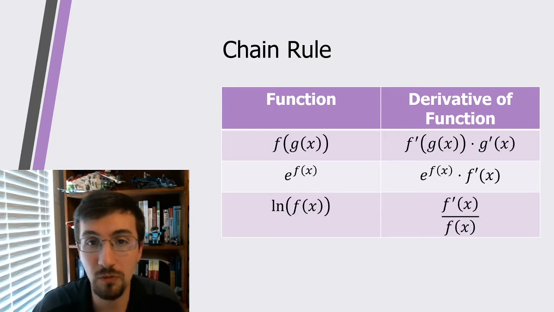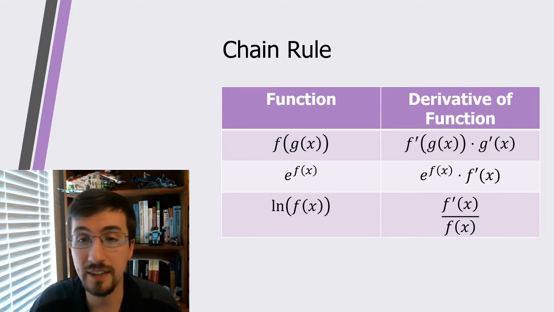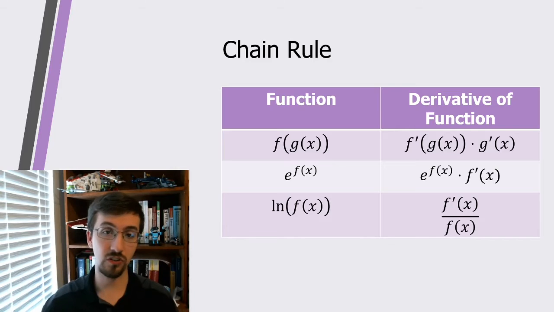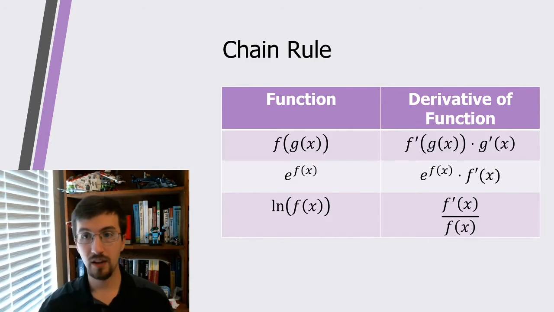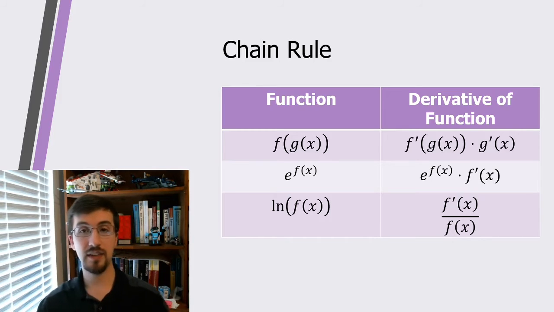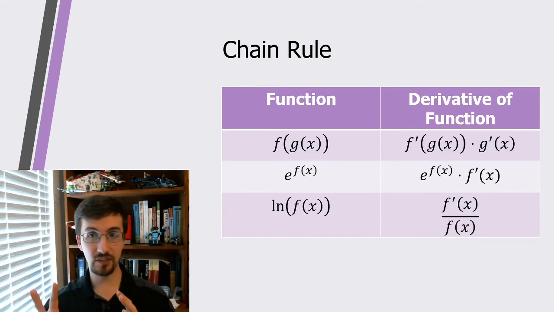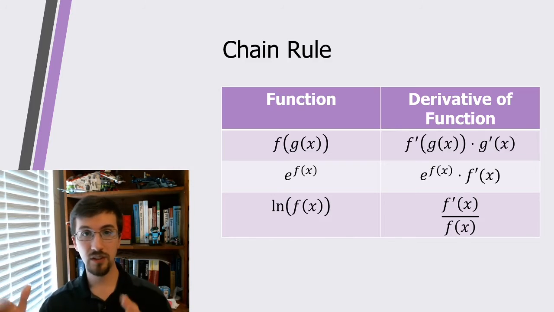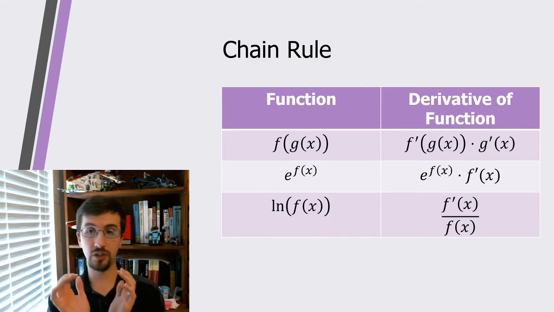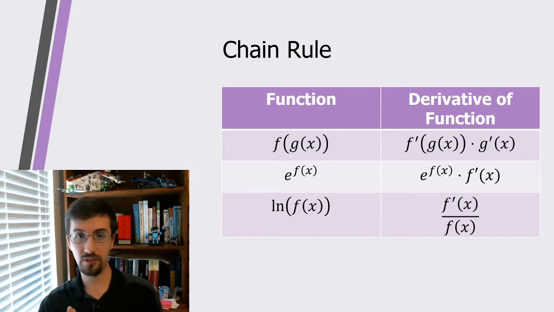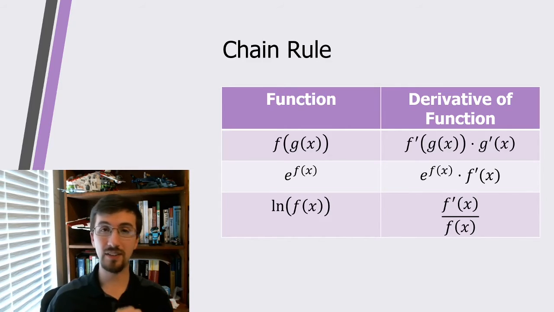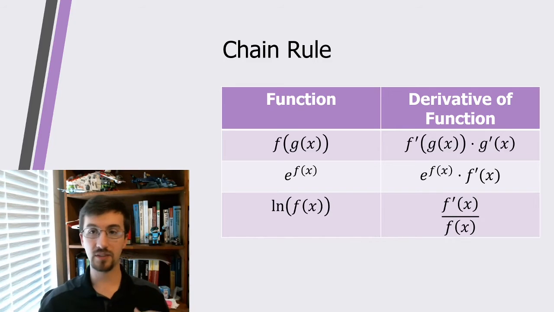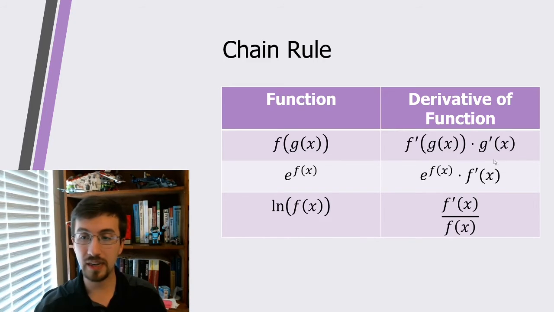Next, let's talk about the chain rule. This is a really important idea. If you have a nested function, right, f of g of x, the derivative is f prime of g of x times the derivative of your internal function, g prime of x. All right. This rule is very important because it allows us to build up more complex functions, but you can't forget to include this g prime of x here.